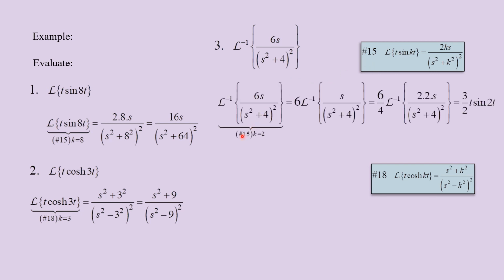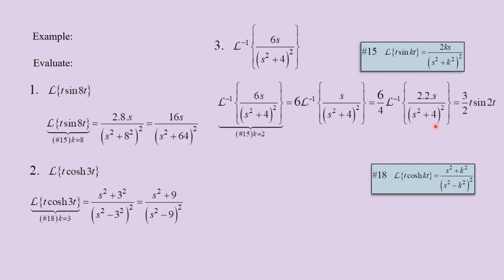Okay, so apply formula number 15, k equals 2. Firstly, we factor out the number 6, leaving s inside. And remember what we have to do is to change this s into 2 times 2 times s. Okay, so write down 2 times 2 times s. But by doing so, we have altered the original function. So to get back the original function, since this is 4s, we need to divide by the number 4, because 4s divided by 4 gives back s. So what we have now is 6 over 4 times the inverse Laplace transform of 4s divided by s squared plus 4 everything squared.